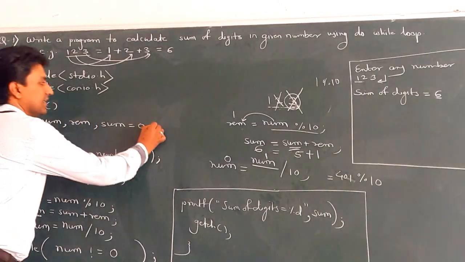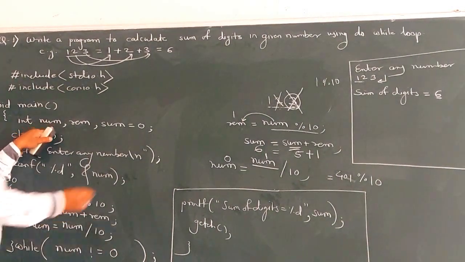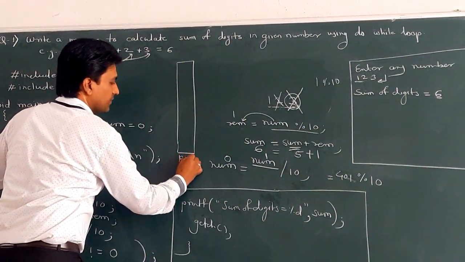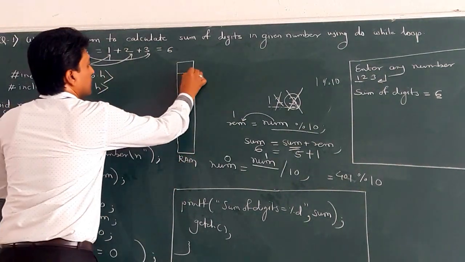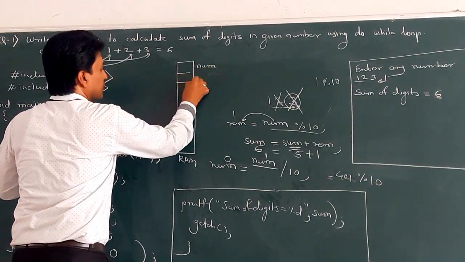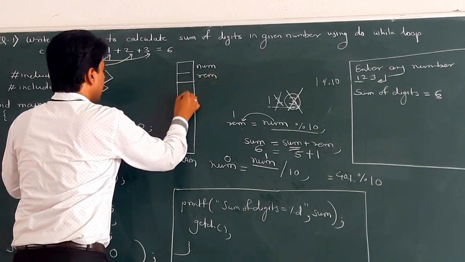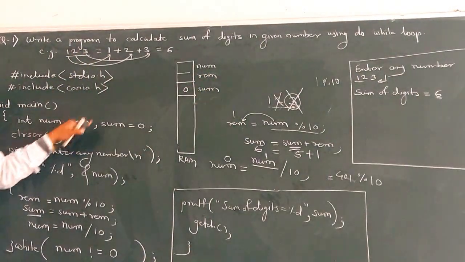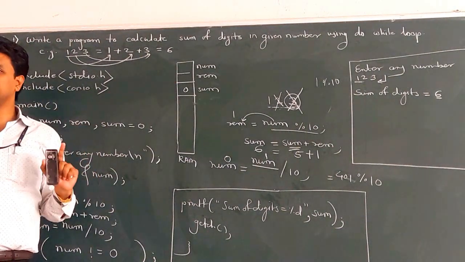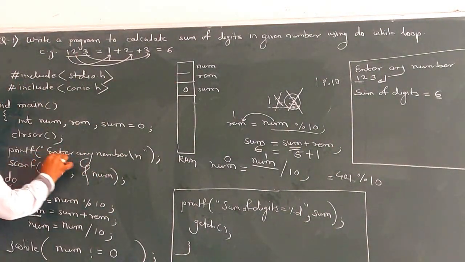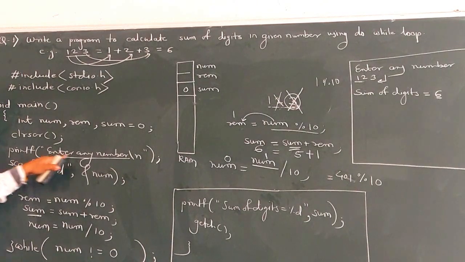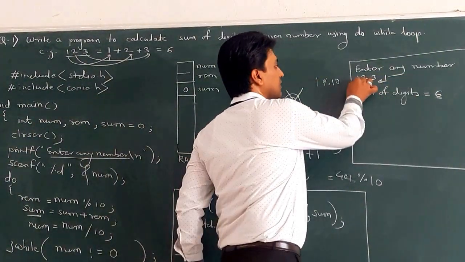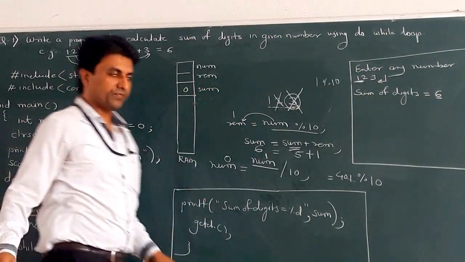3 variables are there. For these 3 variables, space in the RAM, random access memory, gets reserved for the num variable, reminder and sum. The initial value of sum is 0, and num and reminder are garbage. After that, the first message is displayed on the console: Enter any number. The message gets displayed and the cursor goes to the next line.